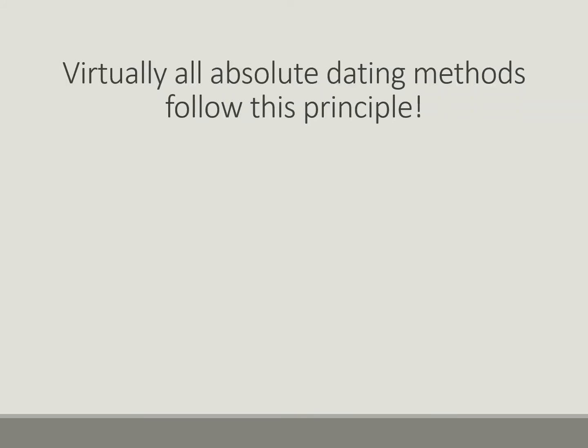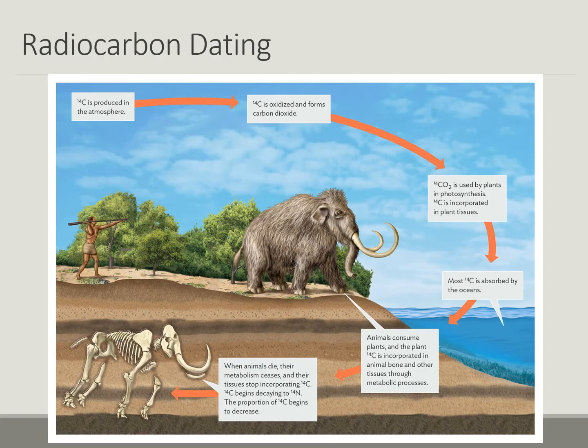So virtually all absolute dating methods follow this principle. There is something that happens at a constant rate. It's usually a radioactive parent isotope decaying into a stable daughter isotope. And we use fancy machines to measure how much parent isotope there is versus how much daughter isotope there is. And with those two lines of information combined, we can actually put a numeric age on whatever it is we're dating.